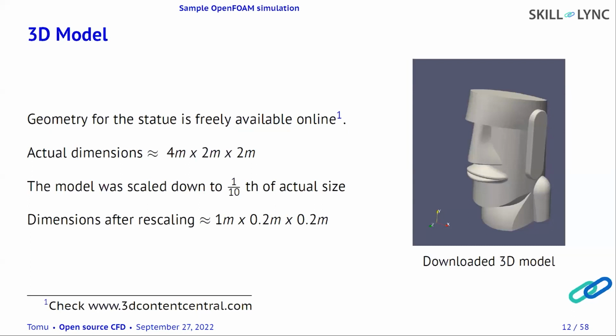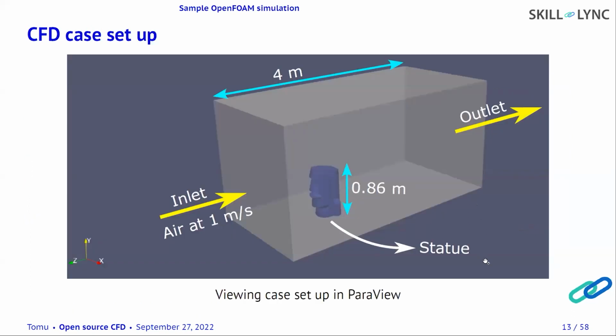So this is basically the CFD case setup. Here you can see the case setup in ParaView. Here we can see an inlet of air, and then the statue in the middle, which is around 0.86 meters. Then we have a domain which is enclosing this statue, and there is an outlet. Here we have wind blowing along the Z direction. So we will be checking how much force this wind exerts on this statue.